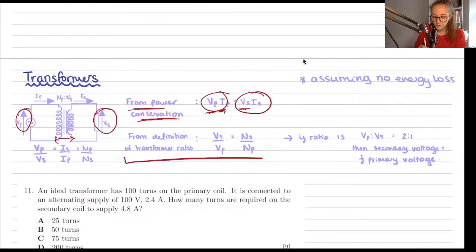And then from our definition of the transformer's ratio, our ratio of turns in our coil is equal to the ratio of our voltages on the two sides. So our secondary voltage divided by our primary voltage will be equal to the number of turns in our secondary coil divided by the number of turns in our primary coil. And this is essentially all you really need for most of these transformer questions.